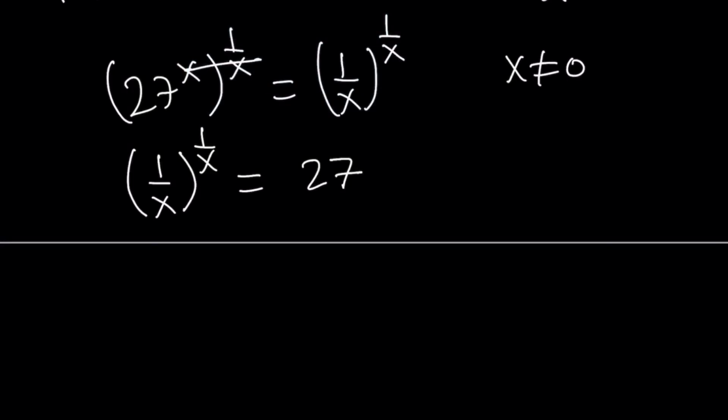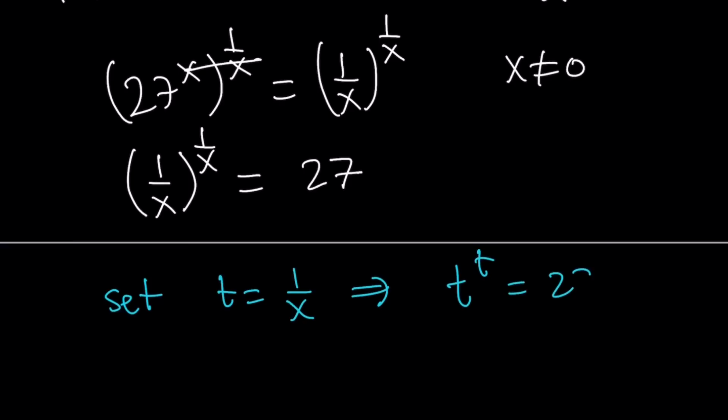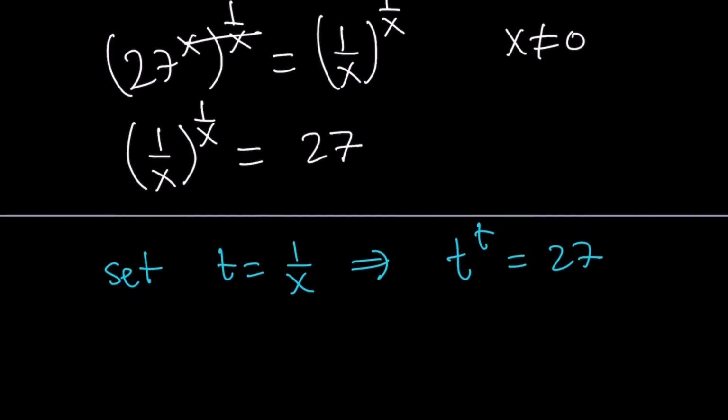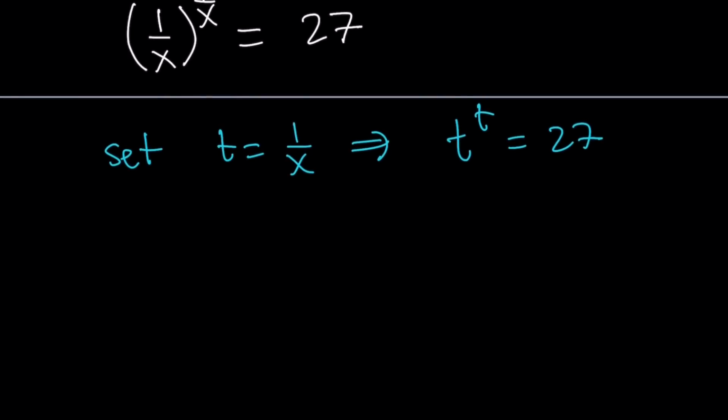So let's go ahead and set t equals 1 over x. This implies t to the power t, and by the way, I like t.